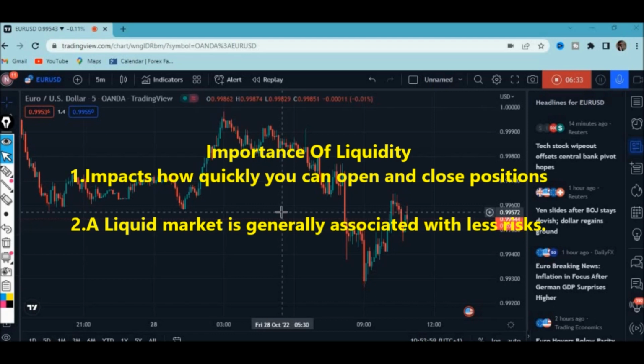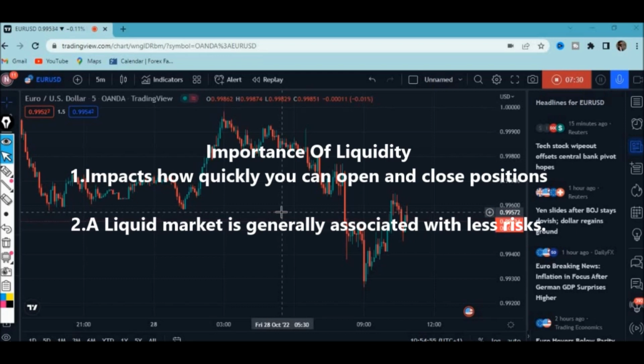This can attract more traders to the market, which adds to the favorable market conditions. In a liquid market, a seller will quickly find a buyer without having to reduce the price of the asset to make it more attractive. On the flip side, a buyer won't have to raise the price to get the asset.